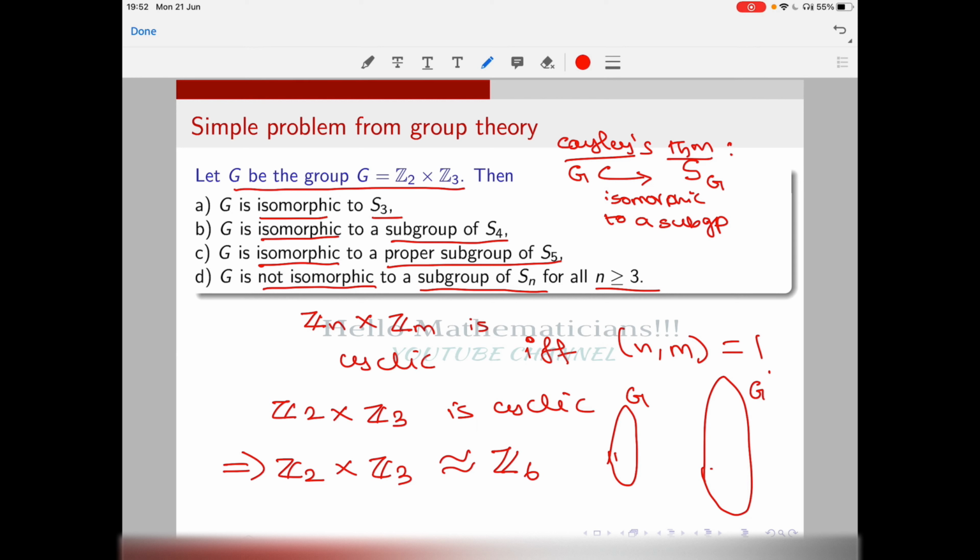Suppose there is some bigger group G prime, and suppose G is isomorphic to a subgroup inside G prime. Say the isomorphism is F. Then G is isomorphic to a subgroup of G prime under the isomorphism F. We call this set F of G, the image. Then G and F of G are isomorphic. That is what it means to say G is isomorphic to a subgroup of G prime.